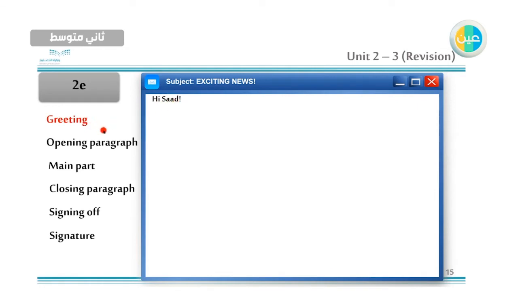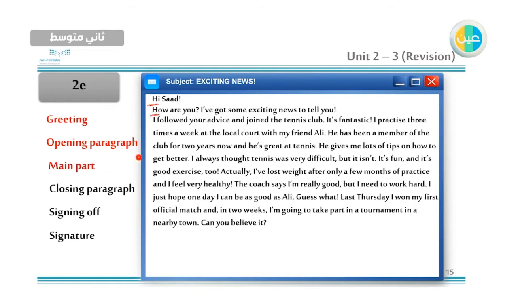Okay, an opening paragraph will look similar to this. How are you? I've got some exciting news to tell you. So this is the greeting, this is the opening paragraph, and the main part would look something similar to this. I followed your advice and joined the tennis club. It's fantastic. I practice 3 times a week and so on. The coach says I'm really good, but I need to work hard. All these details are an important part of the news.